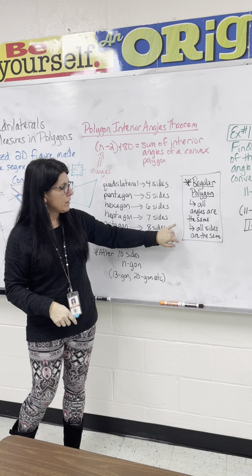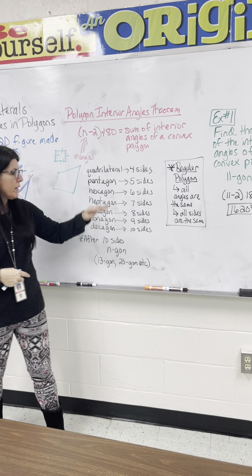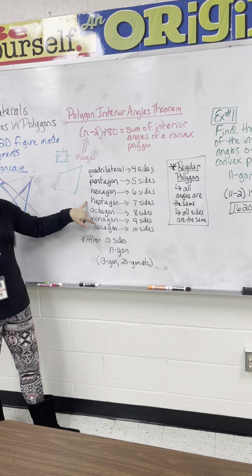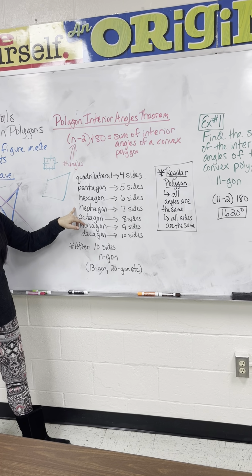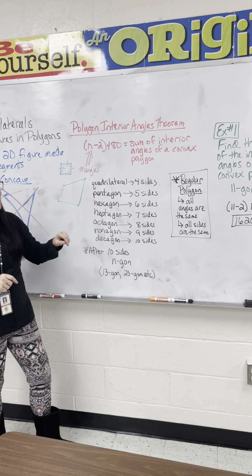And again, regular polygon means all the angles are the same, all the sides are the same. So we can call a regular heptagon a 7-sided figure where all 7 sides have the same length, and all 7 angles have the same measure.